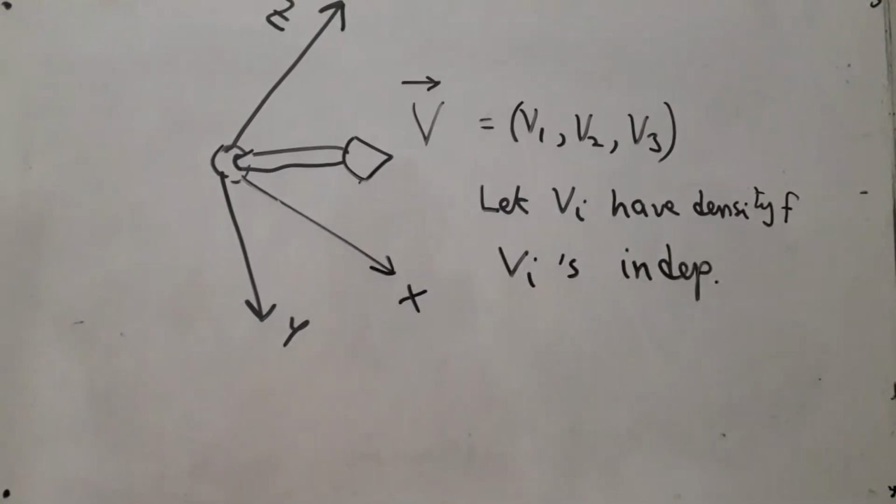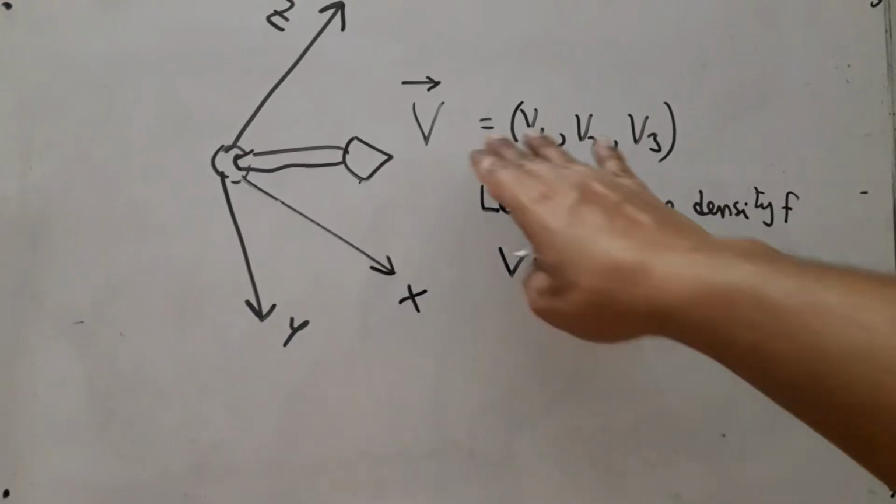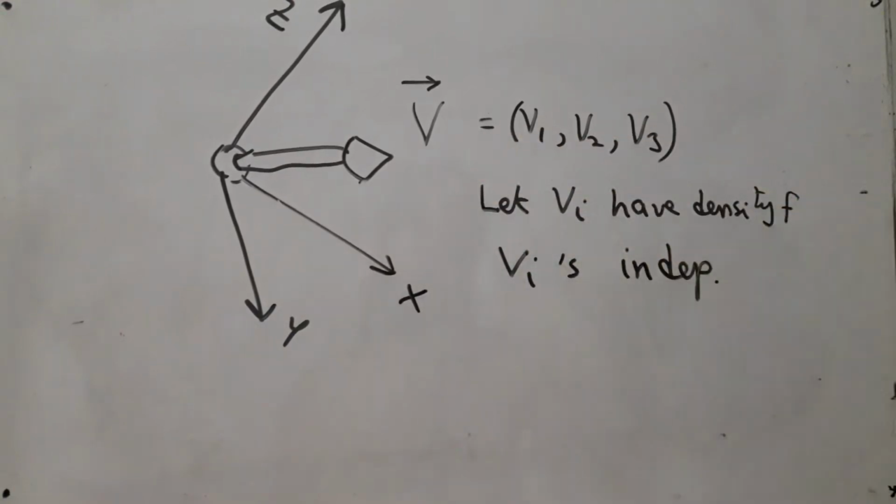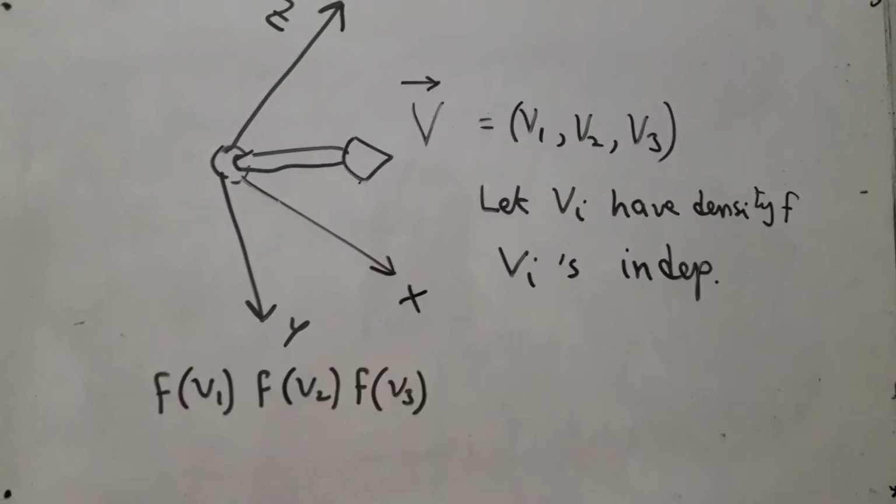So just by logical reasoning, obviously Maxwell had no way of grabbing a molecule and then measuring and then concluding this. Just by logical reasoning, he concludes that if there is no overall flow, then all the Vi's must have the same density and they must be independent. As a result, their joint density must be the product of the individual densities. So this must be the joint density of the V vector.